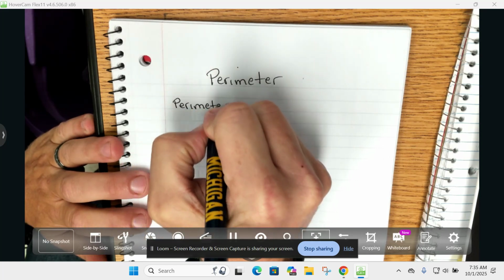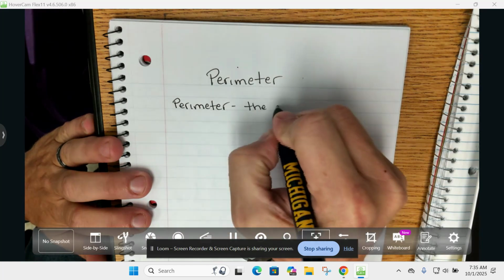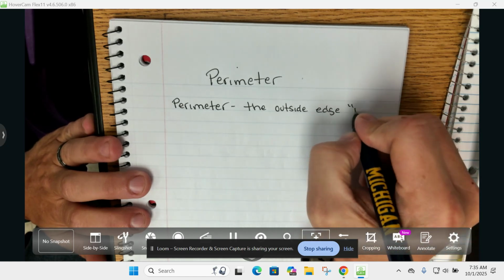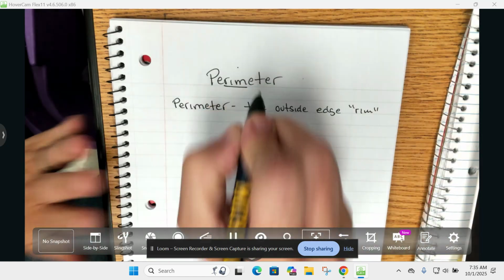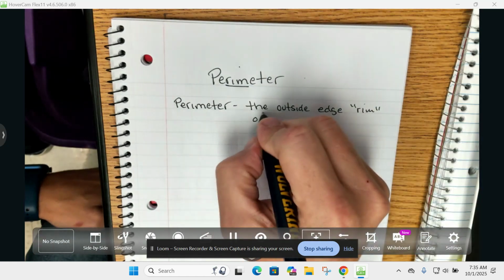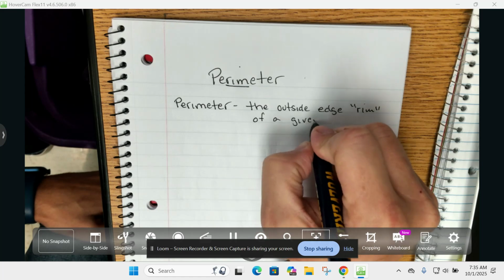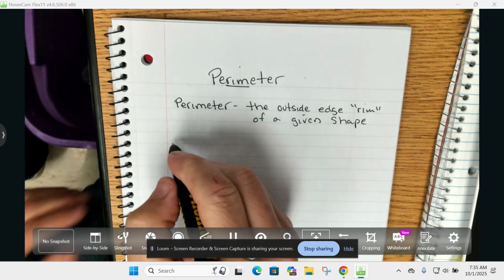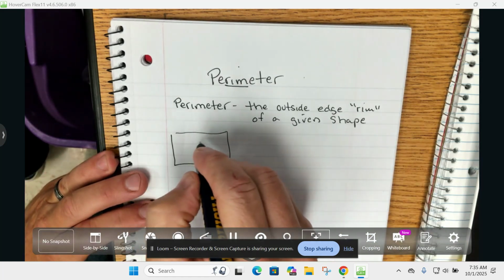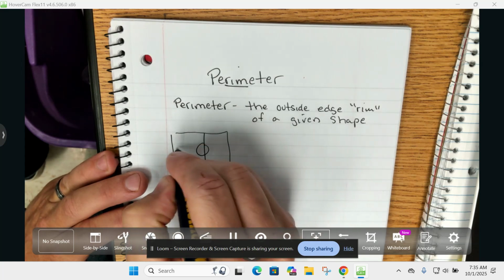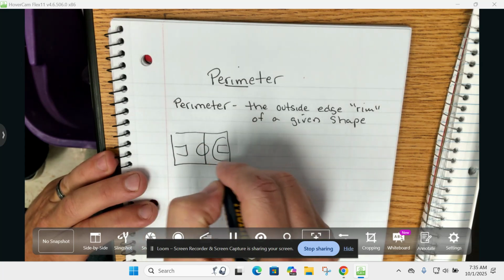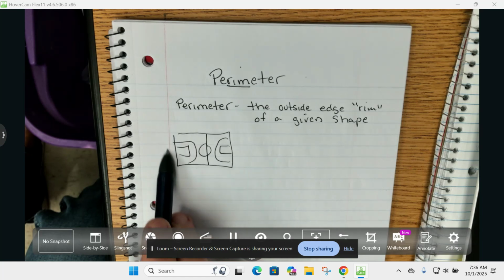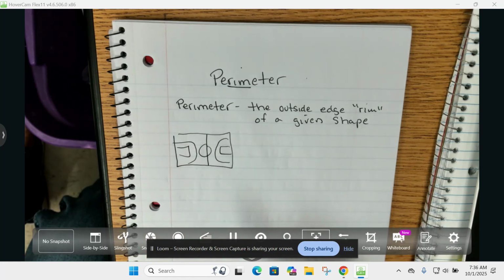Perimeter is what we actually call the outside edge, or I like to say rim, because of the rim right there, of a given shape. So if you think of a basketball court, if you're going to draw a basketball court, there's my half court, there's my free throw lines, there's my three-point lines. The perimeter is the outside out of bounds. That's my perimeter, okay?